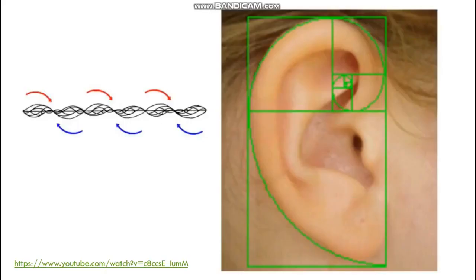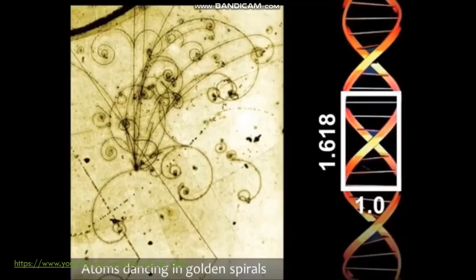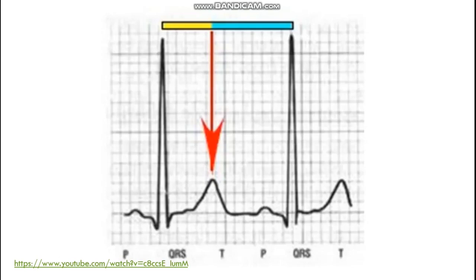In fact, as you are listening to this video, the sound waves are passing through your ear in a perfect golden spiral. Scientists have discovered that the golden ratio pattern is necessary for the human brain, the neural system, our sense organs, and our lung system. The golden ratio sequence is even in the helix of our DNA, and it forms the very rhythm of our heartbeat pattern.